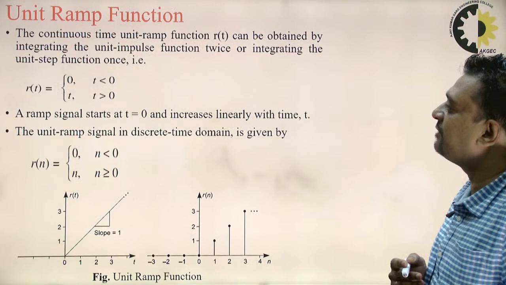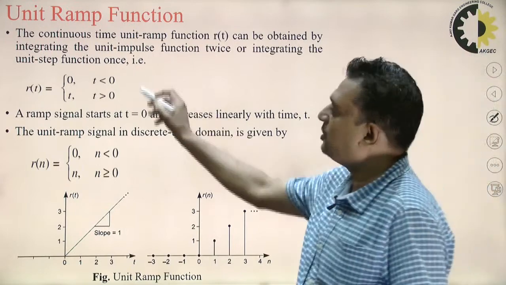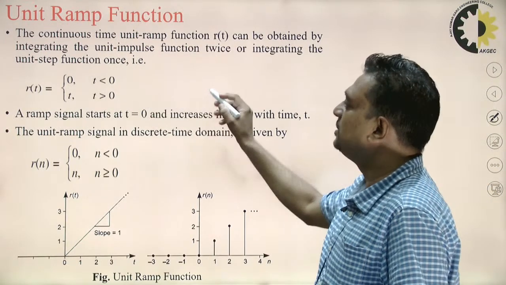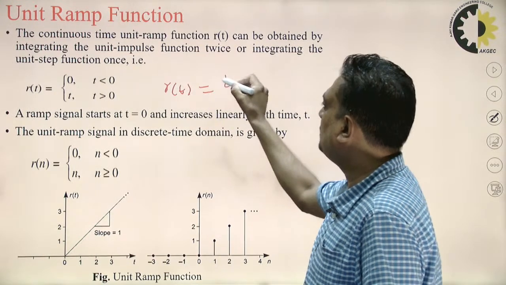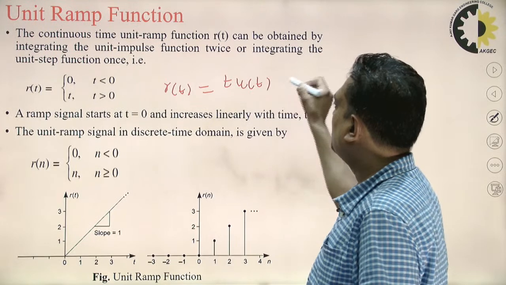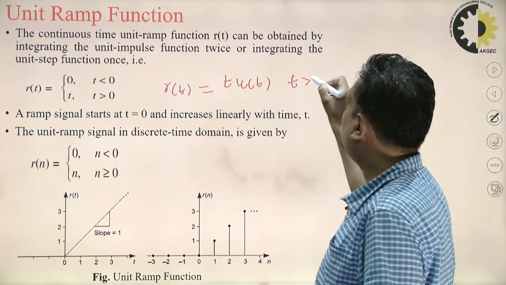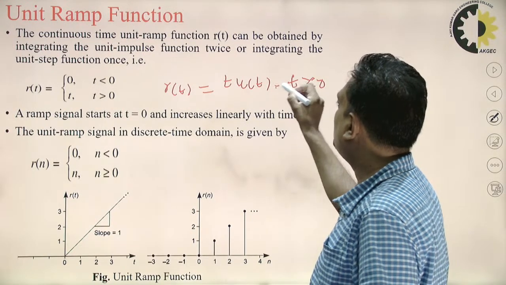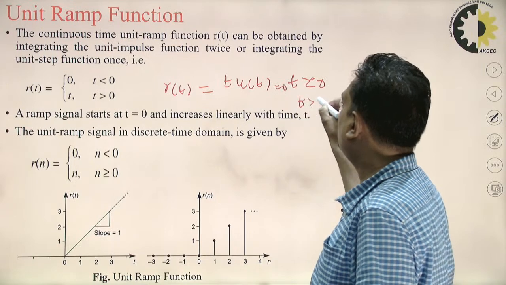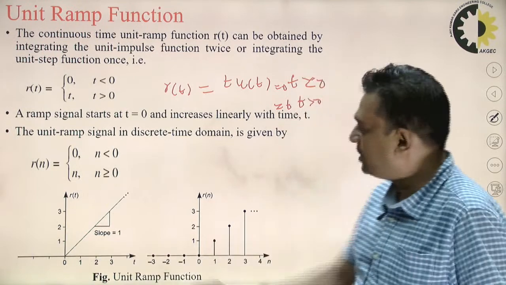Now the unit ramp function. The continuous time unit ramp function is r(t) equals 0 for t less than 0, and r(t) equals t for t greater than 0. So r(t) can also be written as r(t) equals t u(t). So for t less than 0 its value is 0, and for t greater than 0 its value is t. So you can draw this signal like this.